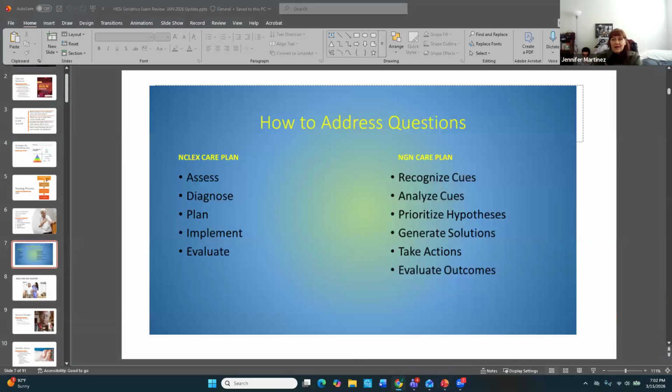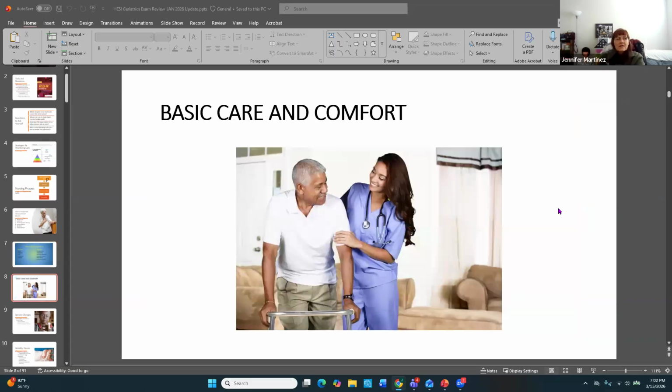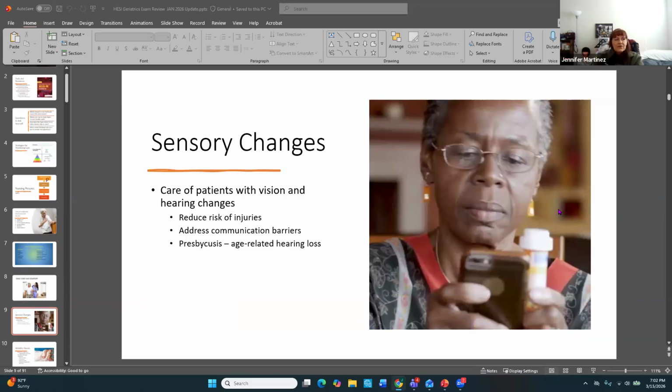So when we look at how to address the questions, use your nursing process. So the NCLEX is assess, diagnose, plan, implement, evaluate. Your Next Gen is recognizing cues, analyzing cues, prioritizing hypotheses, generating solutions, taking action, and evaluating outcomes. So we'll start with basic care and comfort.